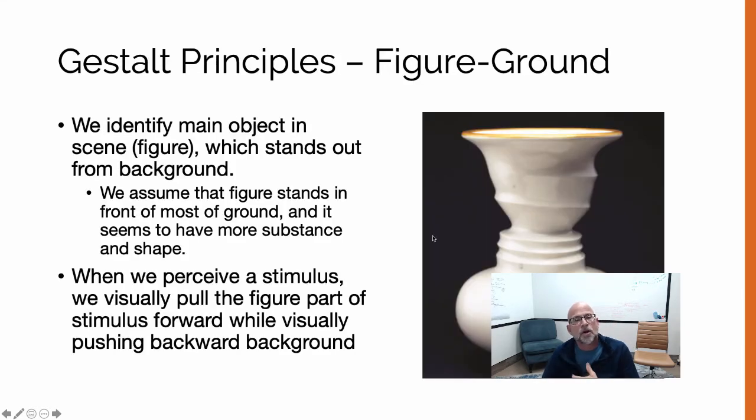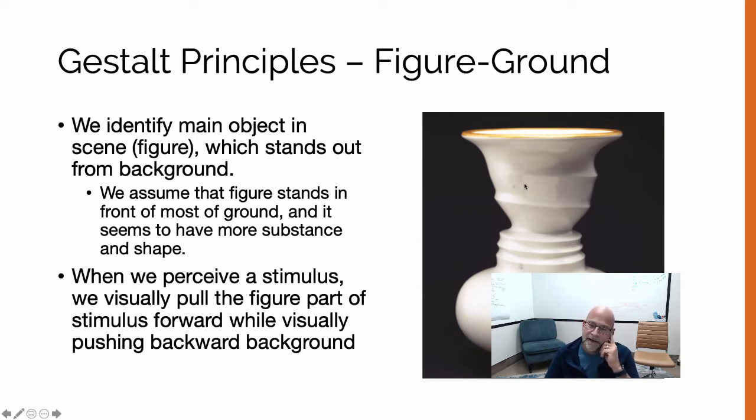Another kind of Gestalt principle is the figure-ground relationship. We assume that things occur in a context, and the context tends to have a background and a foreground, and it's usually the foreground, the thing that we bring to the front, that we're most interested in. So we identify a main object in a scene, which we call the figure, that stands out against a background. And we assume that the figure stands in front of the ground, and it seems to have more substance and shape.